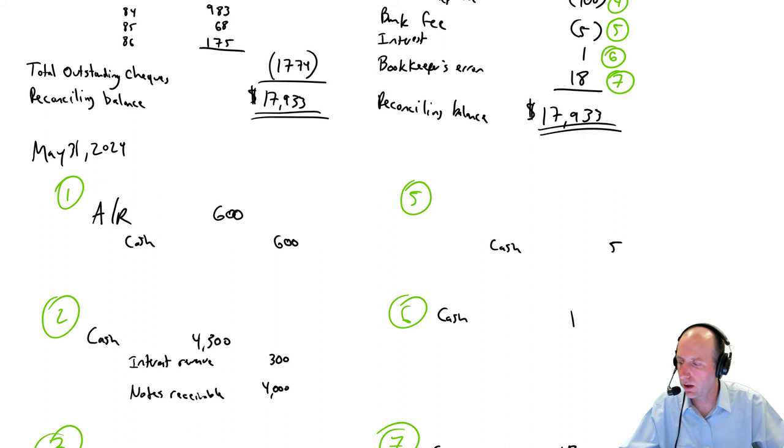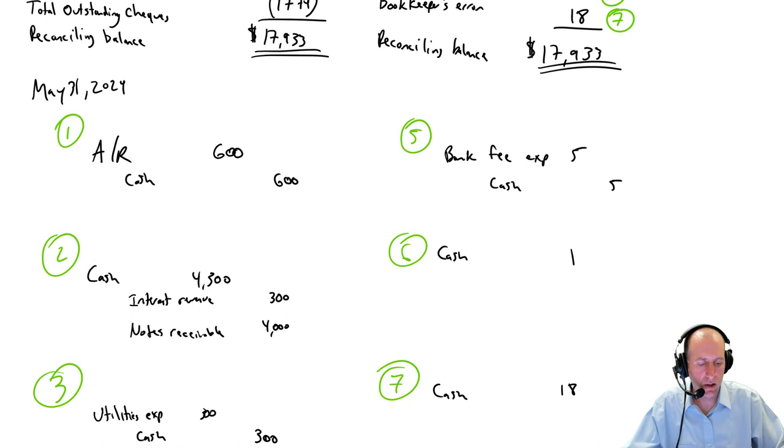Number 5, a bank fee. Bank fee is another cost. It's another expense. Bank fee expense, $5. Interest on the account, that's interest revenue. So we are crediting the revenue, and that certainly makes sense with our rules of journal entries.